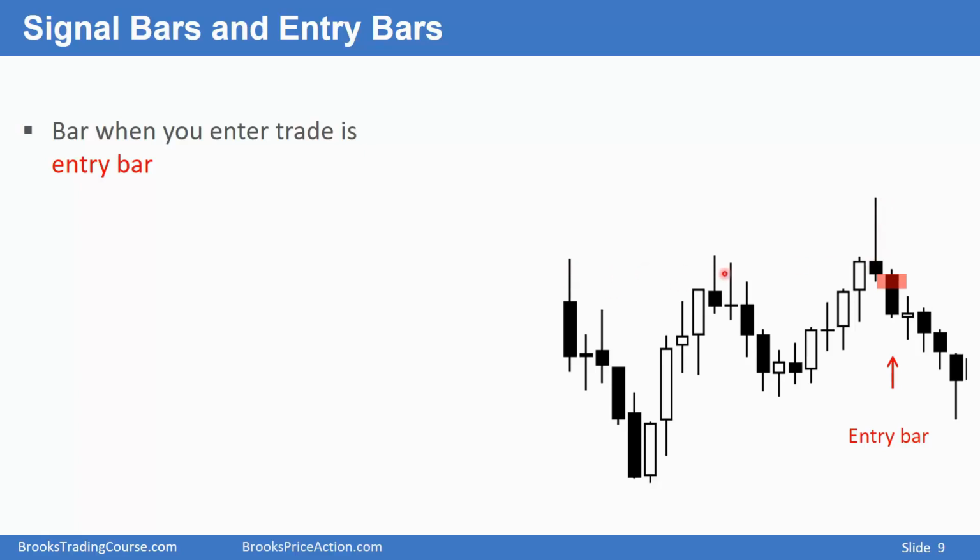You have a failed breakout above a double top. You have 2 legs up, maybe in a trading range, 1 pullback, 2. So this bar is telling you maybe you should go short if the next bar trades below the low. So this bar is the signal bar, and you enter on that bar.